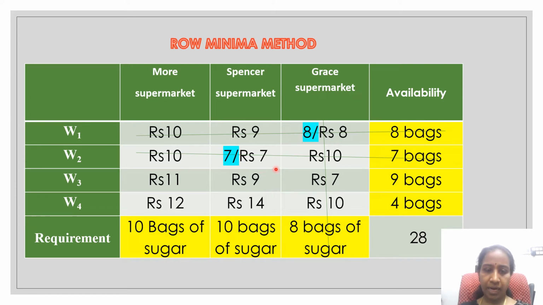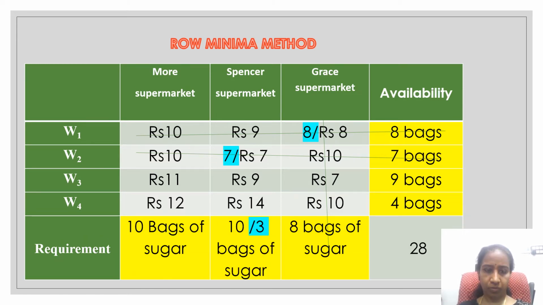After making the second allocation, I cross out this row because the 7 bags available is satisfied. So I cross out the second row here. Now, after crossing out the second row, the balance of 3 bags I write it here, because we require 10 bags out of which 7 is purchased. So the balance 3 bags I make a note here for the next step.